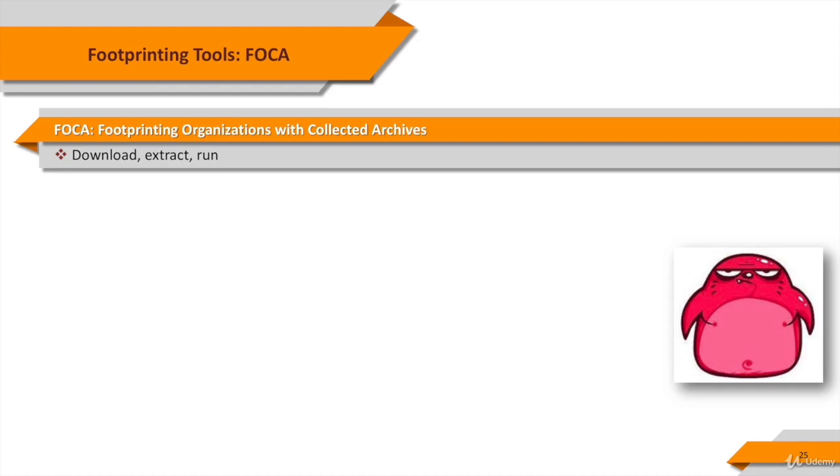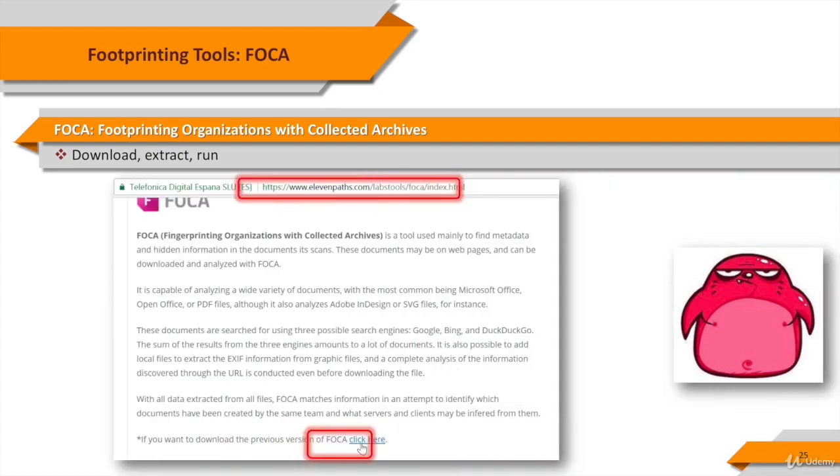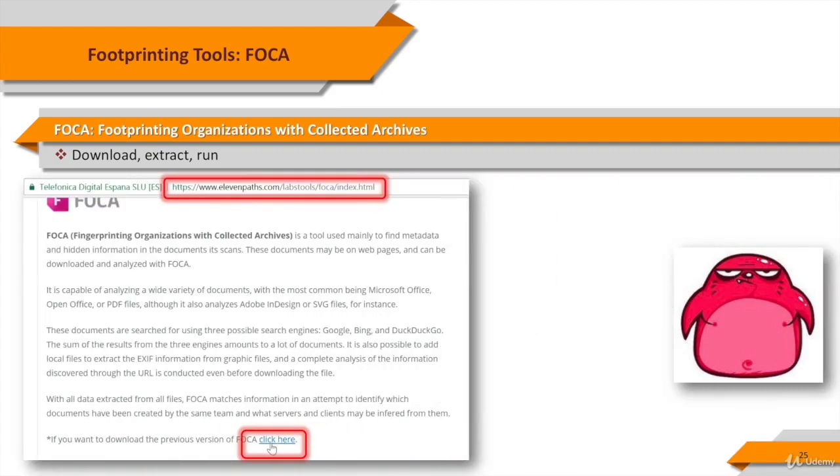Here's how you can download and install FOCA. You can download FOCA from the 11 Paths website that is seen on this slide. FOCA is open source. You can download all the sources as well as the executable binary from github.com/11paths/FOCA. However, this version requires SQL Server Express installed on the host machine. So I prefer to download and use the previous version of FOCA, which requires .NET Framework version 3.5 only.